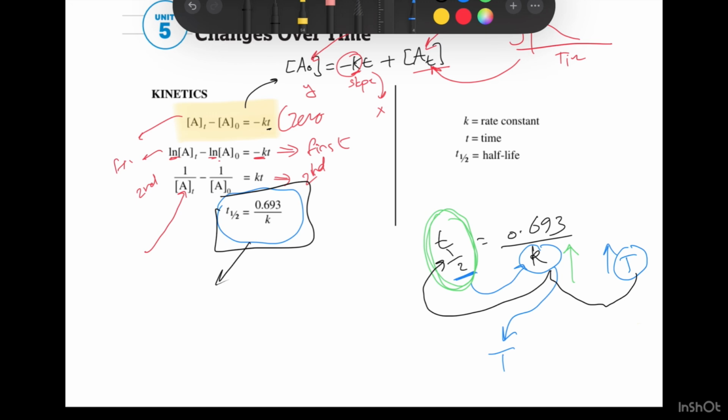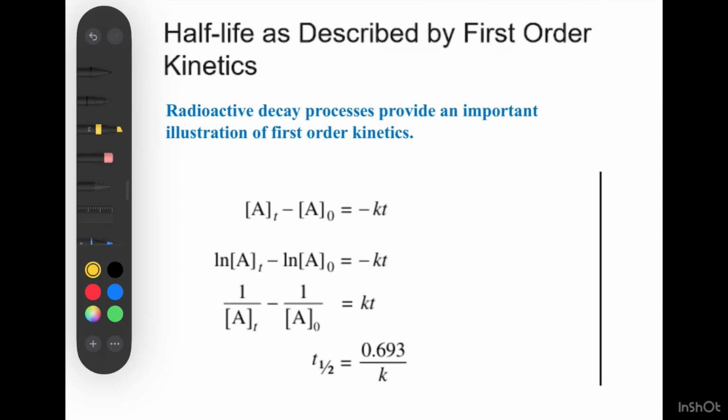One of the most famous reactions that are always first order is radioactive decay. For example, if you have iodine-131, which is a radioactive element, it has a first order reaction because it's always first order.